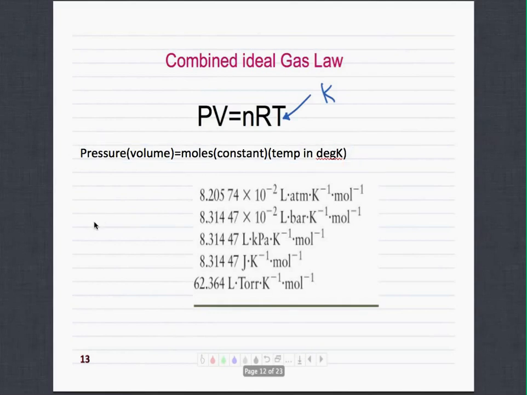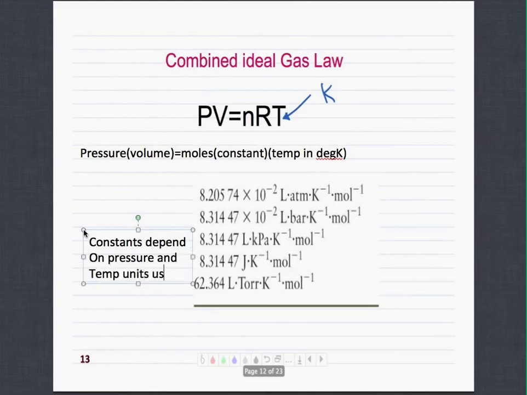Now, the R that you're going to use depends on the P that you want. If you want the pressure to be in atmosphere, you're going to use this value. If you want the pressure to be in bar, you're going to use this value. If you want the pressure in Pascal, you're going to use this value. If you want it in joule or in kilogram per meter, you use this one. And if you want the pressure in torr, you would use the last one.